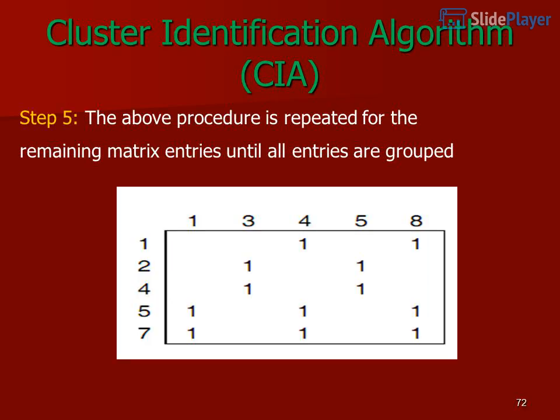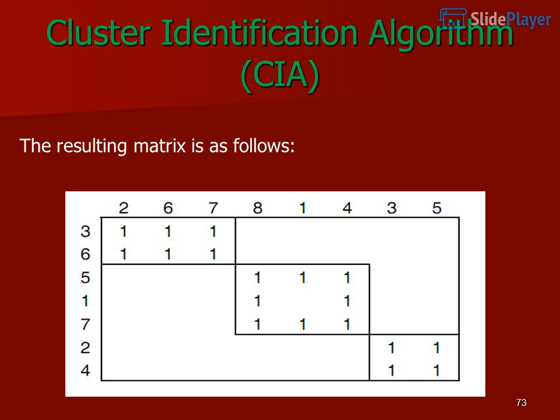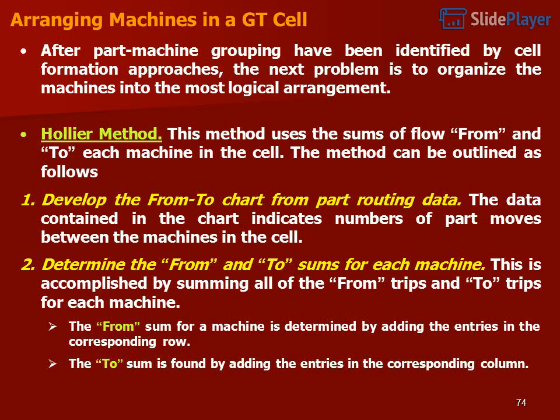Step 5. The above procedure is repeated for the remaining matrix entries until all entries are grouped. The resulting matrix is as follows. Arranging machines in a GT cell.